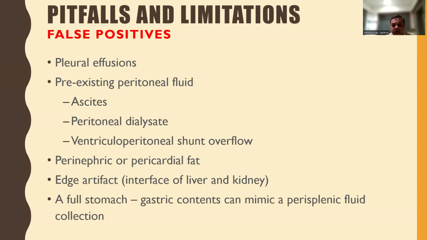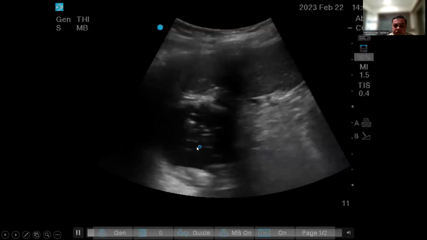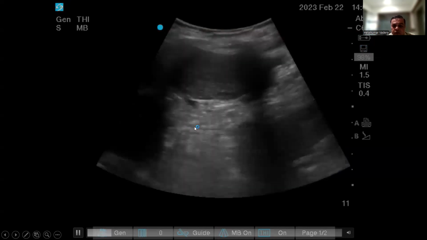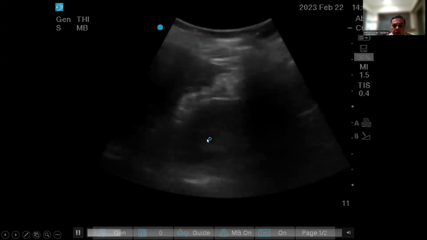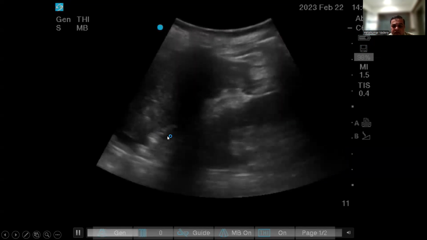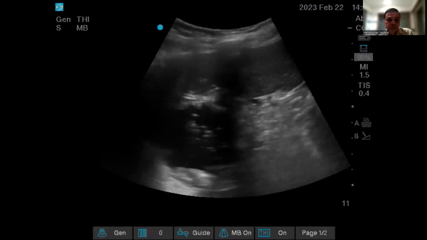A full stomach, gastric content, can mimic a perisplenic fluid collection, as you can see in this video. This is a patient with a full stomach, and you can see the content of the stomach, and it looks like fluid or content. This is a left upper quadrant view, where you can see the stomach. So you have to be careful about it.